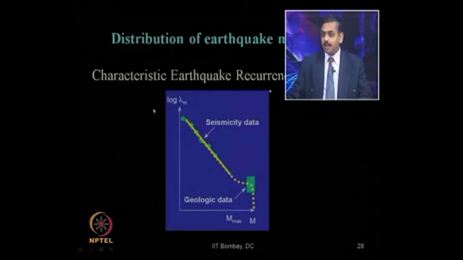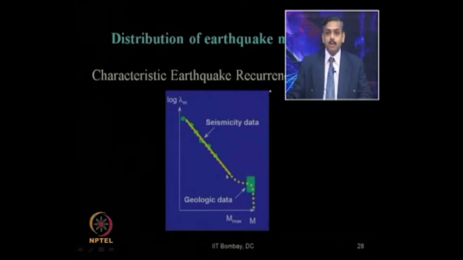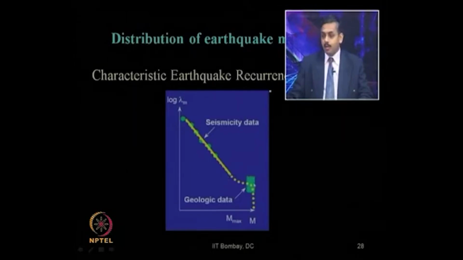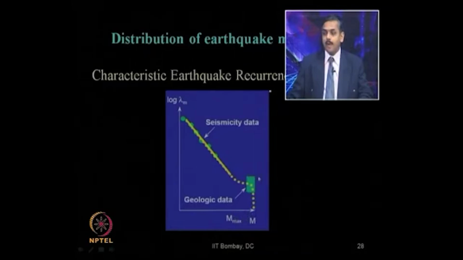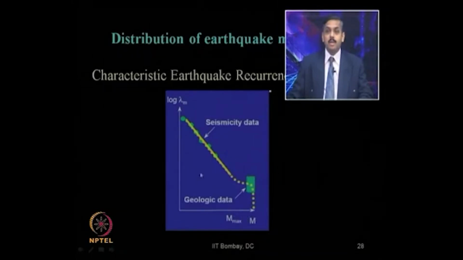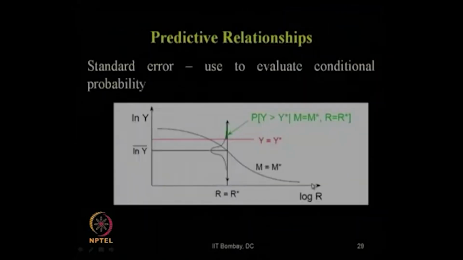So, based on that you can have all these data points when you are going to propose any earthquake recurrence law, and you have to fix a boundary of m max, whatever for that particular site or for that particular region you have already information with you. Now, let us talk about the predictive relationships like standard error. It is used to evaluate the conditional probability. How we can find out the conditional probability?